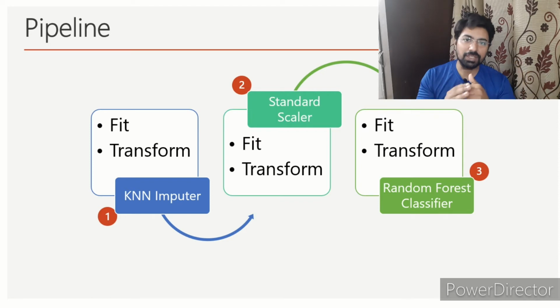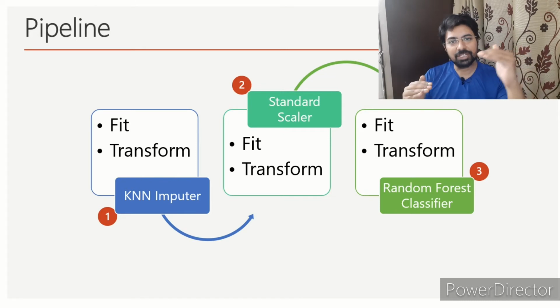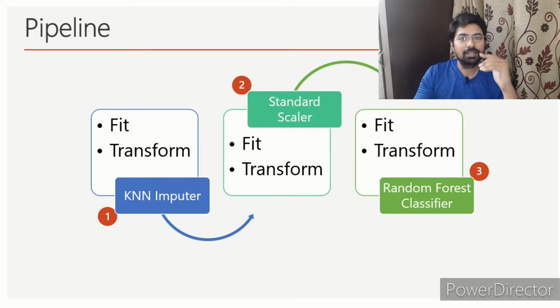You cannot do it using the pipeline method. For that, you need to use the column transformer. We will check that option in the next video, but that is a main drawback of using the pipeline. You can do the application sequentially, but you cannot do it parallelly.